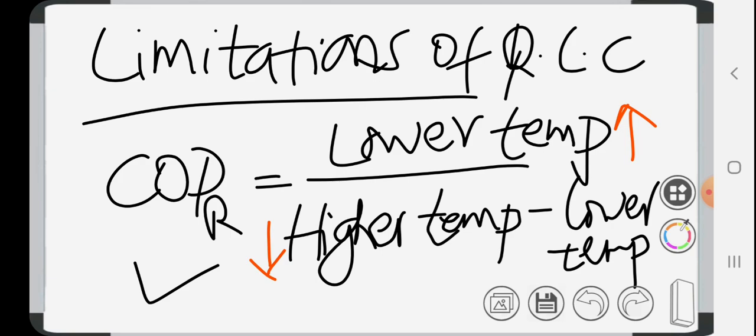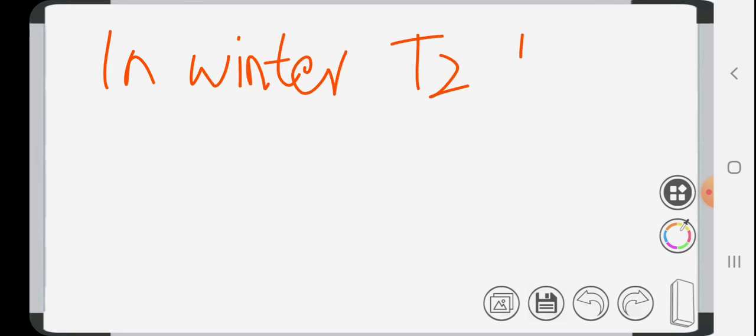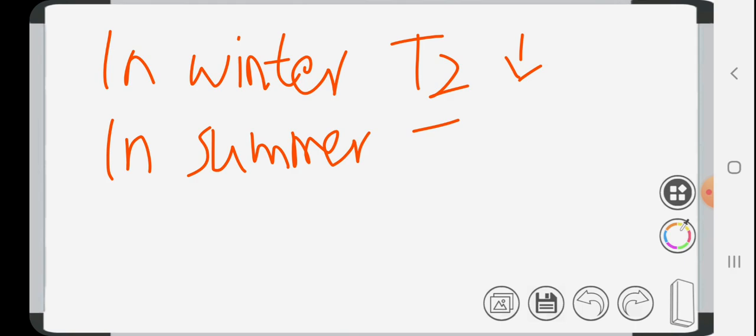So if the temperature of cooling water or air available for heat rejection is low, the COP will be high. But in winter, the outside air will have a lower temperature compared to summer. Therefore, T2 in winter will be lower compared to summer. In summer, T2 will be higher, right? T2 means the higher temperature or the outside temperature.